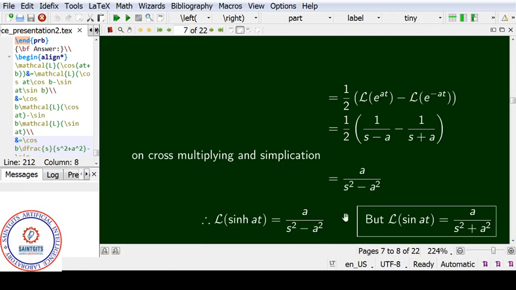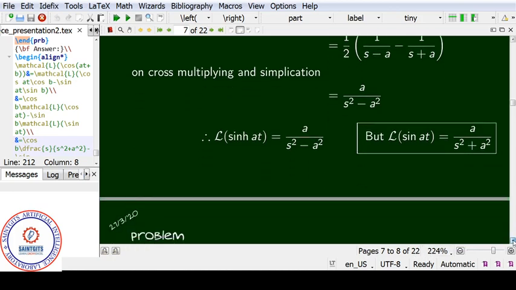Now we just compare Laplace transform of sin h at with Laplace transform of sin at. In the last session we have learned Laplace transform of sin at is a by s square plus a square. Now Laplace transform of sin h at is equal to a by s square minus a square. It's only one difference, that is in the place of plus now we have minus in the case of sin h at.